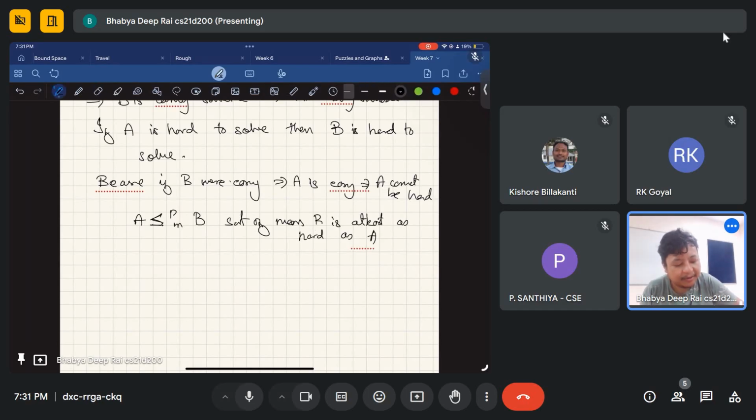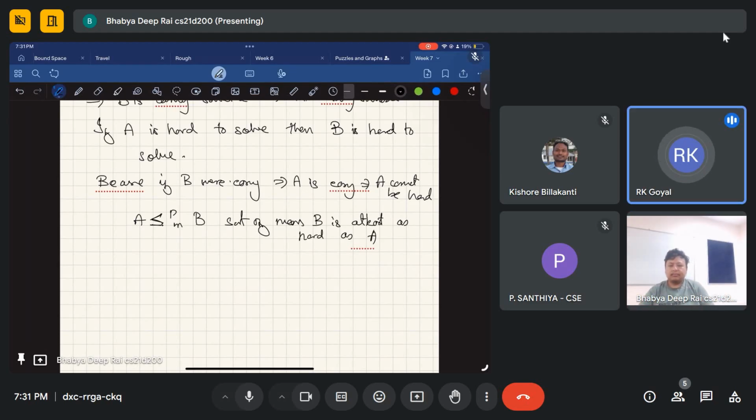So if A is getting reduced to B, then it means that B is at least as hard as the problem A is. Because if B were easier than A, then even A would be easy. Nothing can be said about the hardness of problem B except that it is at least as hard as problem A. We are not yet saying that B is strictly harder than A.